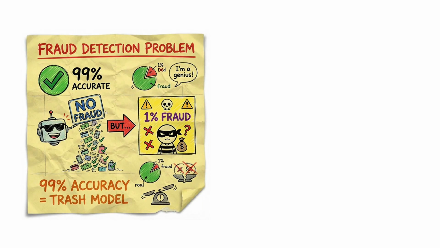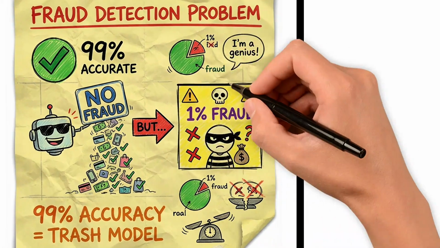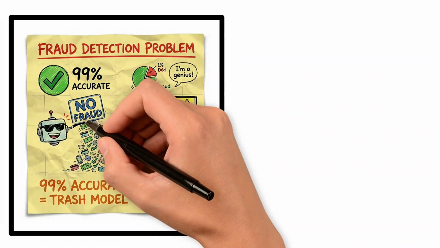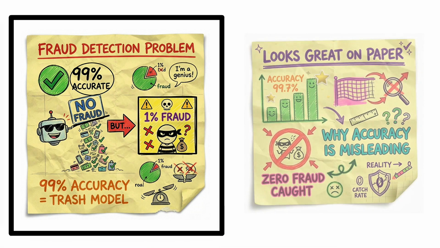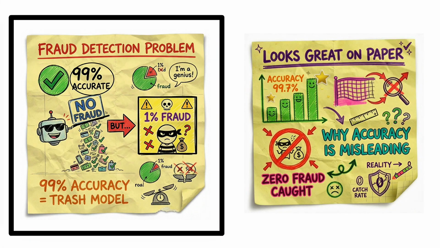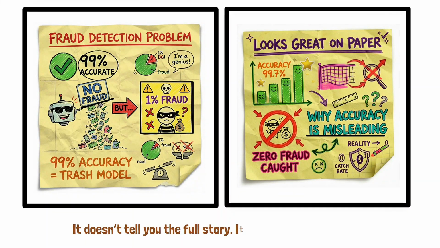Think about this. Imagine you're building a fraud detection system, and only 1% of transactions are fraudulent. If your model simply predicts no fraud for everything, it will be 99% accurate. Sounds great on paper, but in reality, it's catching zero fraud. This is why accuracy alone is misleading. It doesn't tell you the full story. It hides what actually matters.